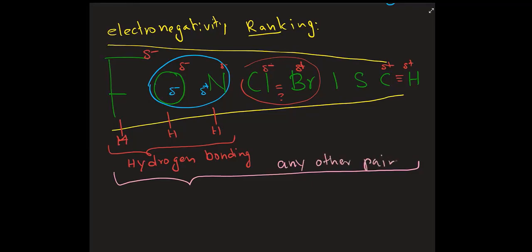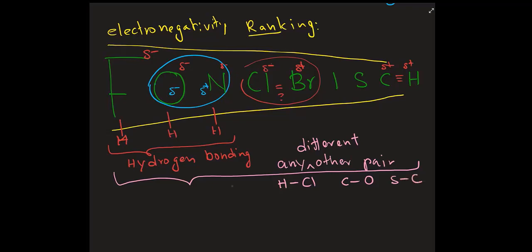but then any other pair within this series, something like fluorine to chlorine, hydrogen to chlorine, any other different pair would have a dipole-dipole interaction, right? So something like H to Cl, it's not an F-O-N, right? C to O, it's not an F-O-N, right? Sulfur to carbon, right?